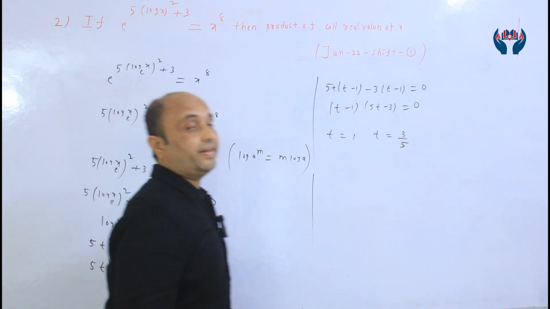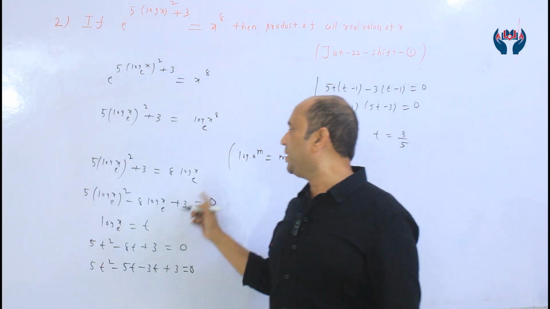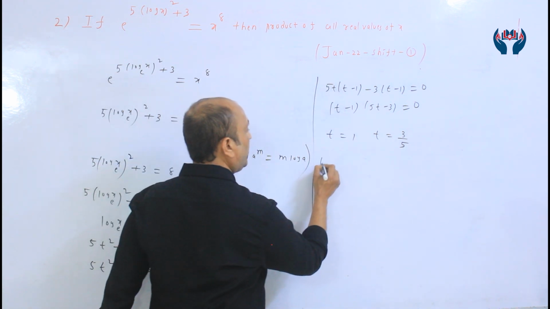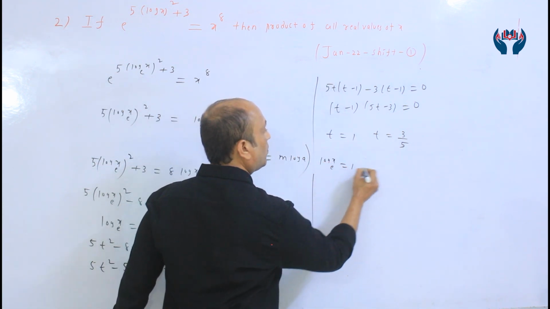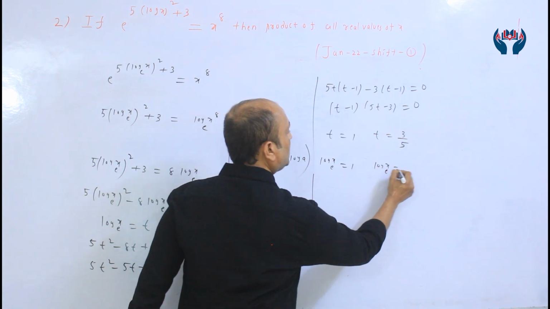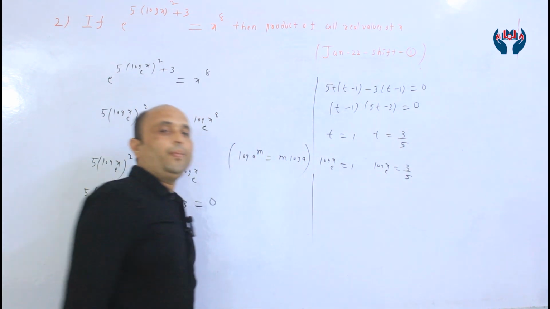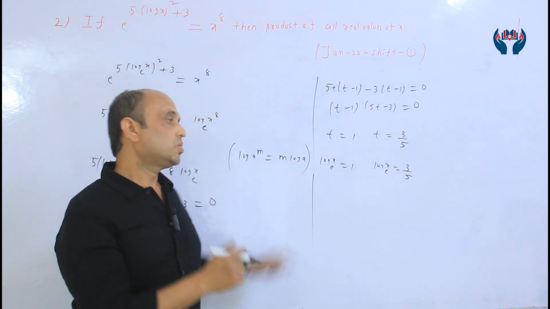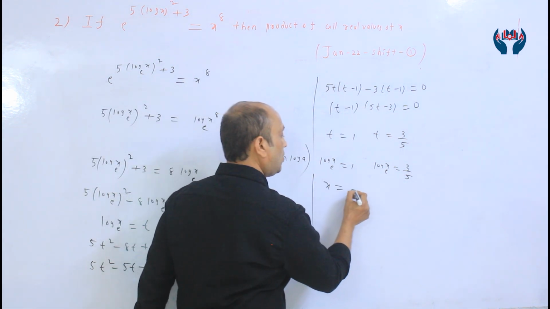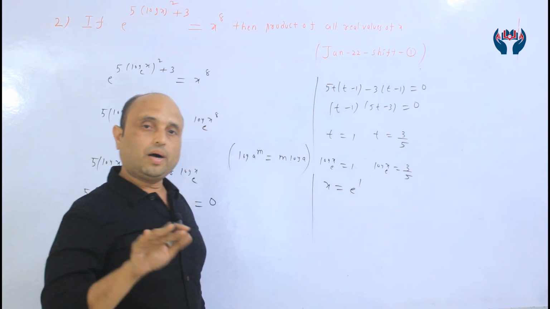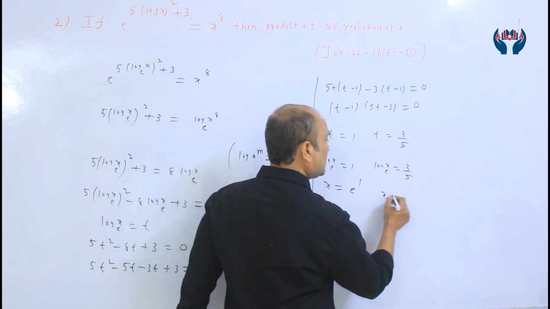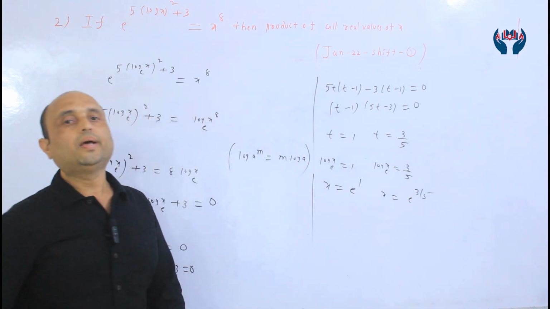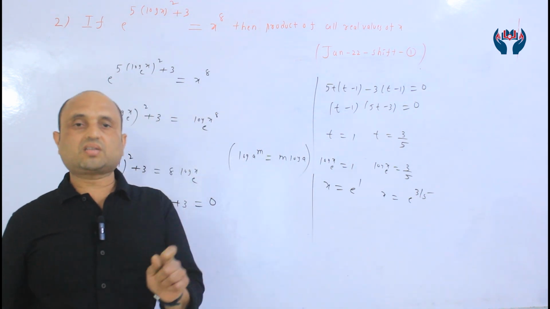But we want to find the x value, and our assumption is that t is log x base e. So log x base e equals 1, or log x base e equals 3 by 5. Now send the logarithm to the other side. Then x is equal to e to the power of 1, or e, and x equal to e to the power of 3 by 5. Both are real roots of x.